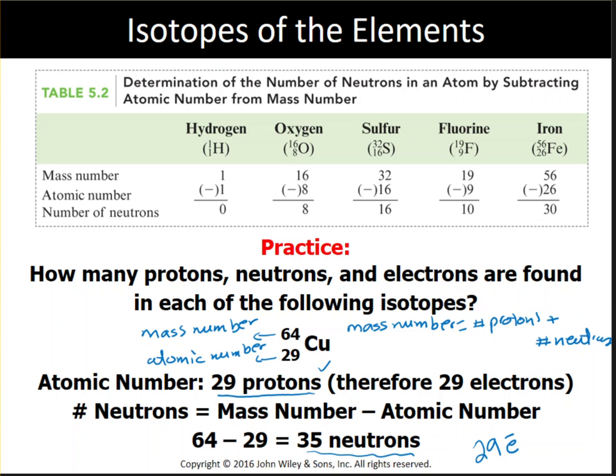So we can basically count the number of electrons, protons, and neutrons. For now, we're just learning how to count them. Later on, we learn the application. We're going to see why these numbers of electrons, protons, and neutrons are important.